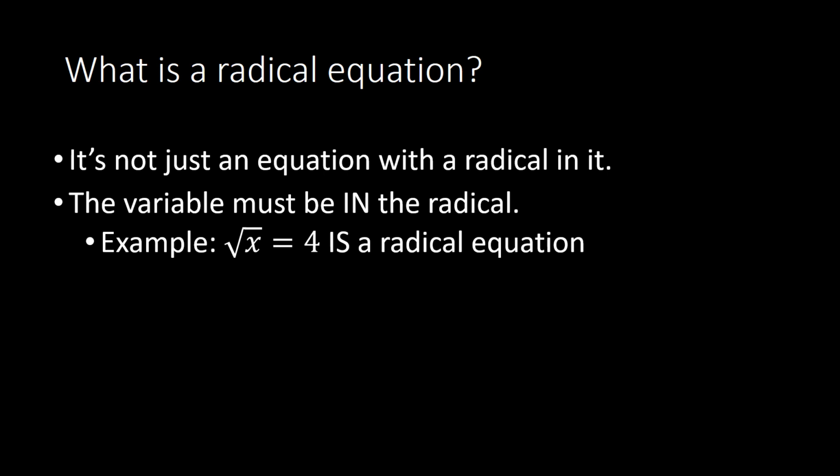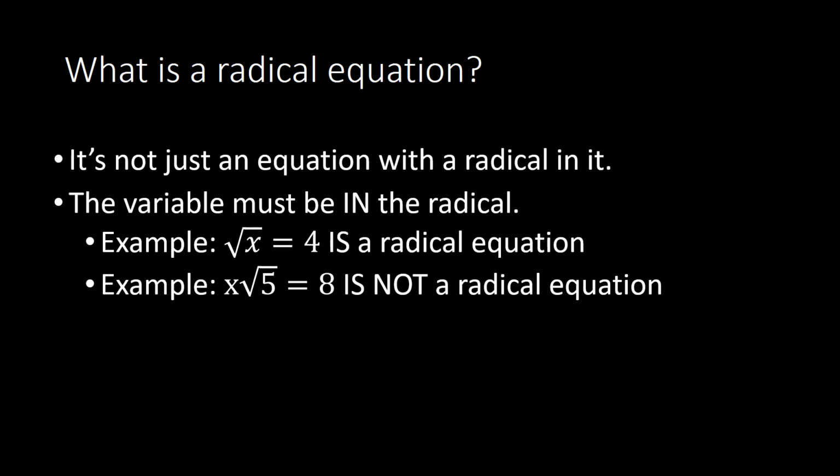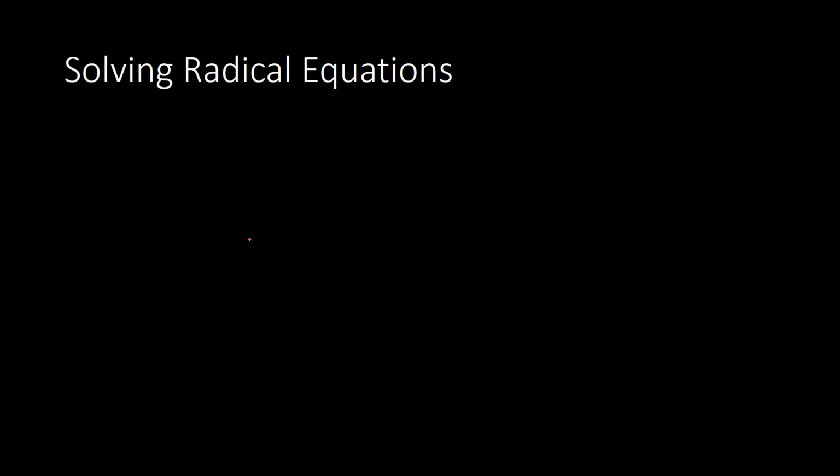So for example, the square root of x equals 4 is a radical equation because the variable is inside of the radical. We have the square root of x. Whereas x times the square root of 5 equals 8 is not a radical equation because the variable is not inside of the radical. So when we say we're going to learn how to solve radical equations, we are going to be solving something that looks like example 1, such as the square root of x equals 4. So how do you solve radical equations?